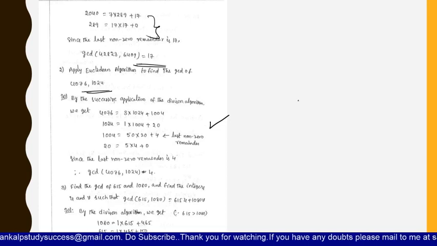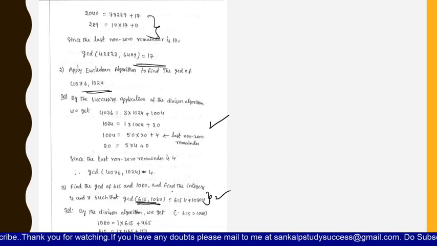This is of different models, so I'm going to explain it for you. Find the GCD of 615 and 1080 and find the integers u and v such that the GCD of these numbers should be equal to 615u plus 1080v. What can we understand from this? It is expressing the GCD in the form of a linear combination, correct?